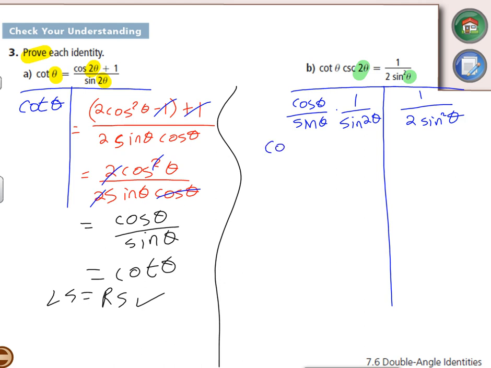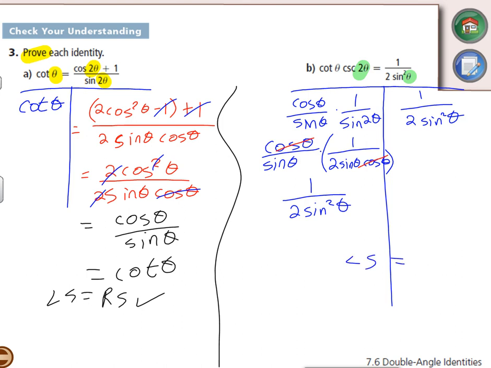But we can use our formula sheet. Sine 2 theta, that's 2 sine theta cos theta. And boom, boom. We're left with 1 over 2 sine squared theta. Oh, look at that. Left side equals right side. Boom.